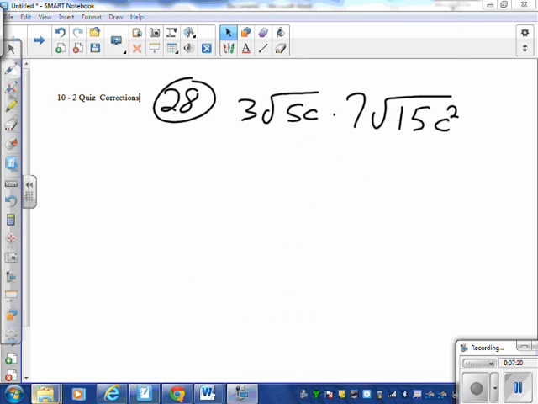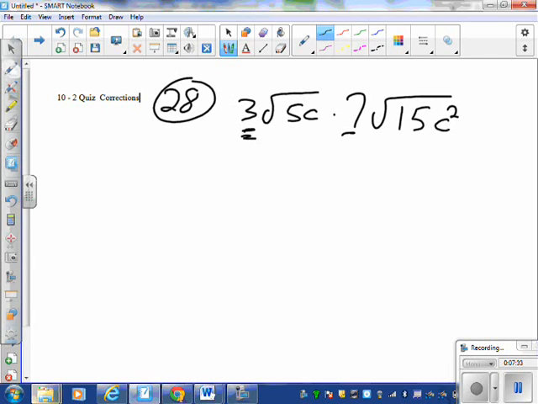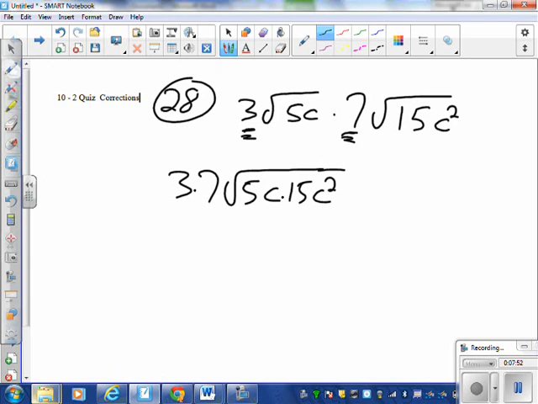Okay, next problem, number 28. 3 square root 5c times 7 square root 15c squared. We have two numbers outside the square root sign. If we have that, we need to multiply those two together. So we have 3 times 7, and then inside we have 5c and 15c squared. So I take these two numbers and multiply and get 21.